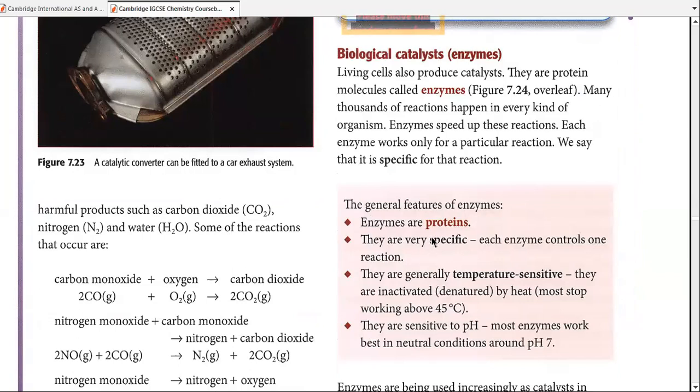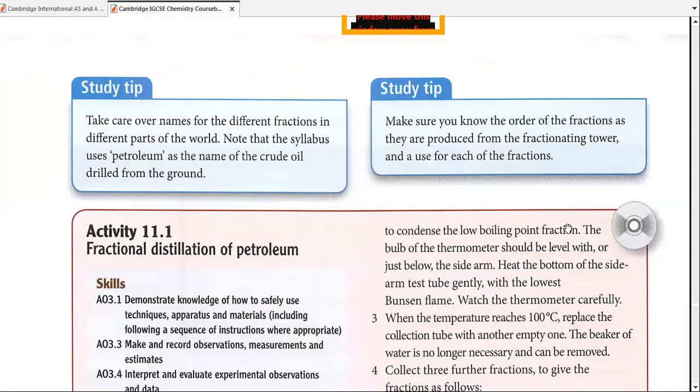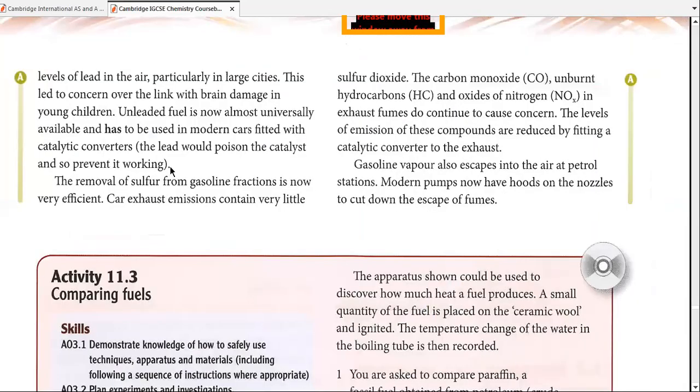All right. So this explains the whole thing about the blending of gasoline, but with something that is not used. Lead would poison the catalyst. The removal of sulfur from gasoline fractions is now very efficient.